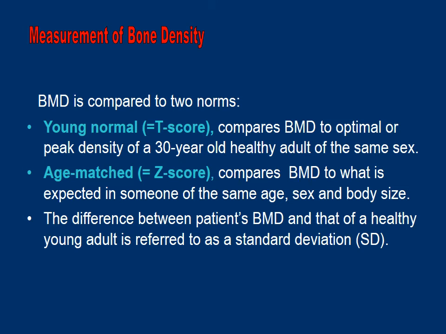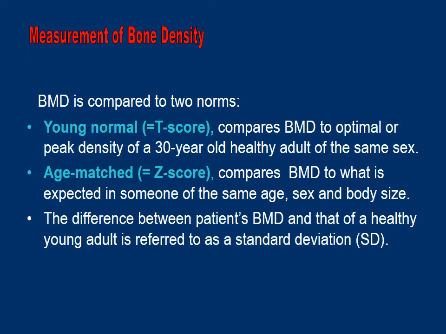How can we measure bone density? Bone mineral density is compared to two norms. Either to young normal, which is the T-score, which compares bone mineral density to optimum or peak density for a 30-year-old healthy adult of the same sex, while the Z-score is the age matching, which compares bone mineral density to what's expected in someone of the same age, sex, and body size, which is sometimes confusing.